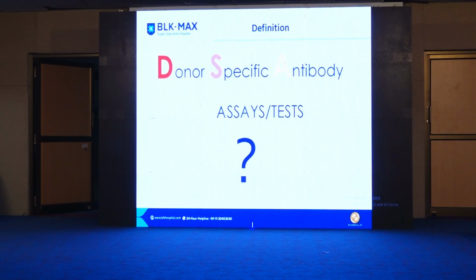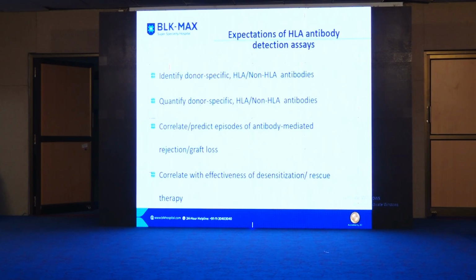So what are the various tests? We all are aware of so many other tests, but what are our expectations from a test? When you get a test done, you're always expecting, you want to identify the donor-specific antibody, you want to quantify the donor-specific antibody, you want to correlate and make sure that it tells you predictively very nicely that this guy will have a hyperacute, this will have a chronic ABMR, etc. And then you also want it to correlate with effectiveness of desensitization and rescue therapy. This is what your targets are.